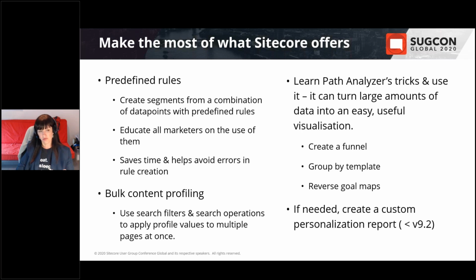If you're on 9.3, you can see a personalization report in the experience optimization model. But if you're on a lower version, you can look at creating a custom personalization report so you can see all the personalized pages at a glance. You just need a little help from a friendly developer. So check out the guide for some details on that.